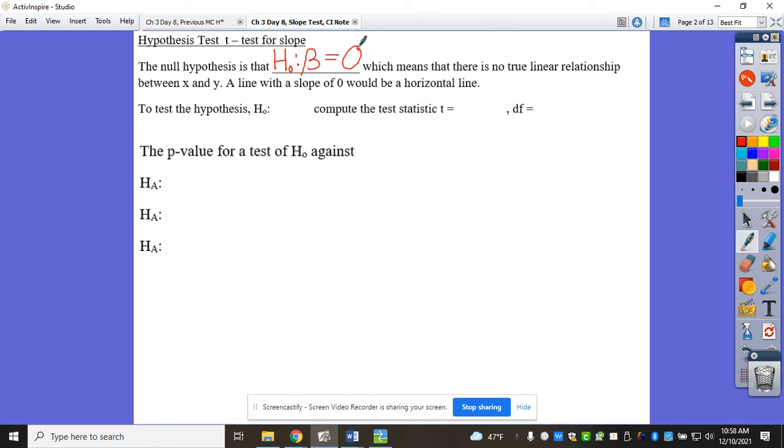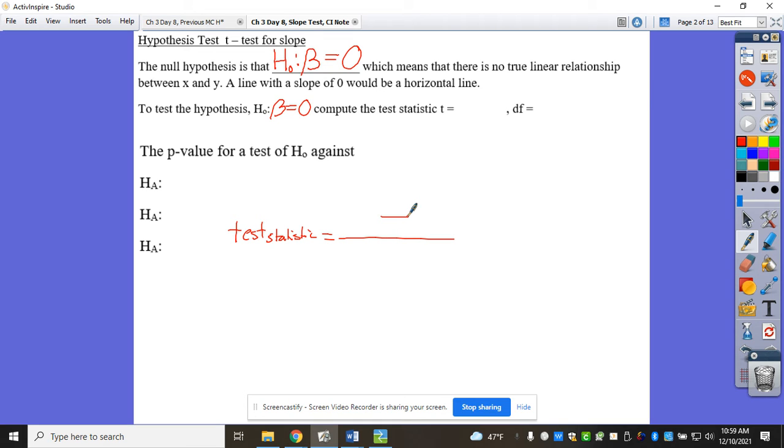So to test the null hypothesis, beta equals 0, we are going to compute a test statistic. I'm going to have to write down here. I'll write it back up there in a second. Don't write with me. Anytime we do this, what symbol is always going to go right here? In general, this is always what?